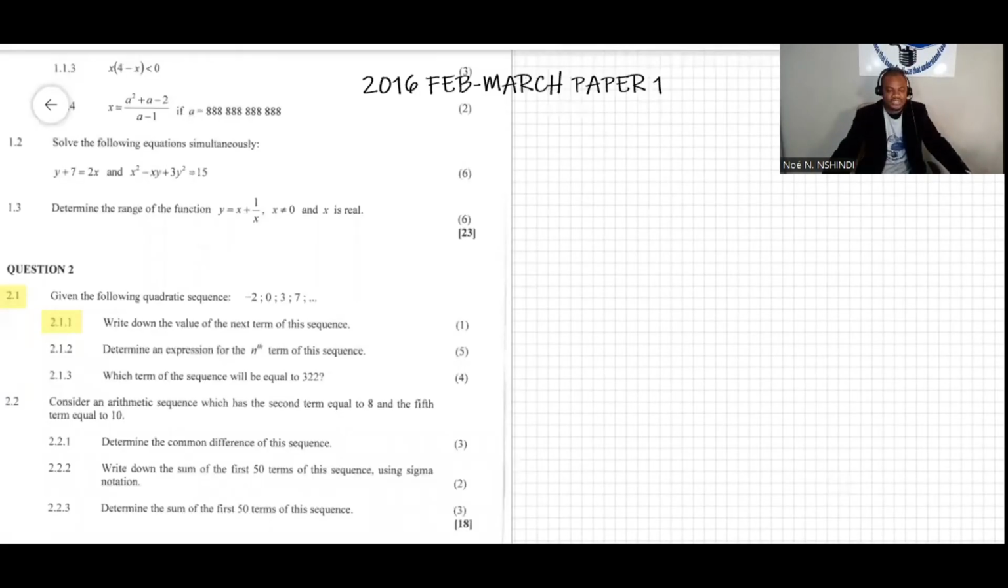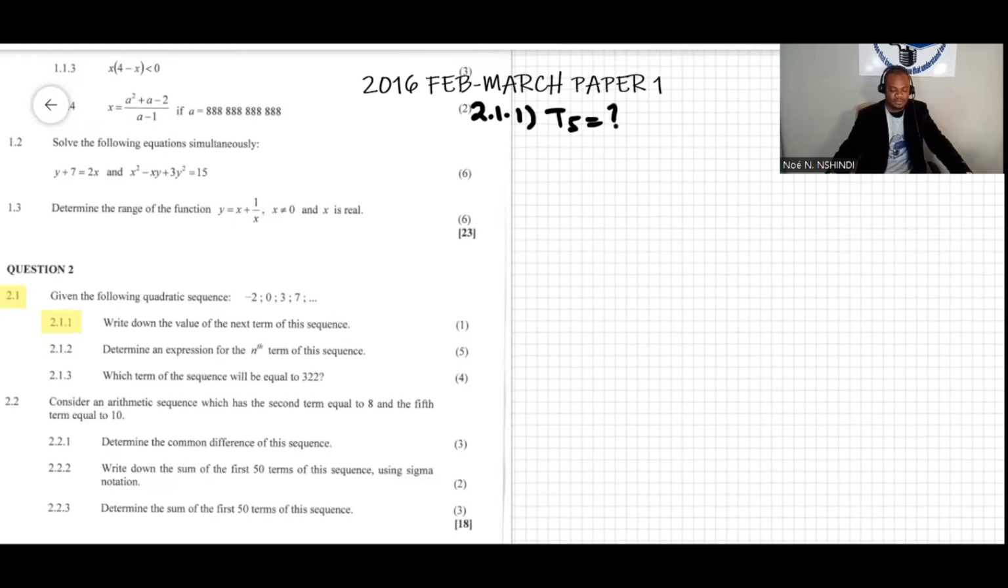Well, the question says, given the following quadratic sequence, -2, 0, 3, 2, etc., and then 2.1.1 says write down the value of the next term of the sequence. Okay, we can count the number of the terms here: 1, 2, 3, 4. So we want the fifth term. Okay, and I'll write here question 2.1.1, we are looking for T5.